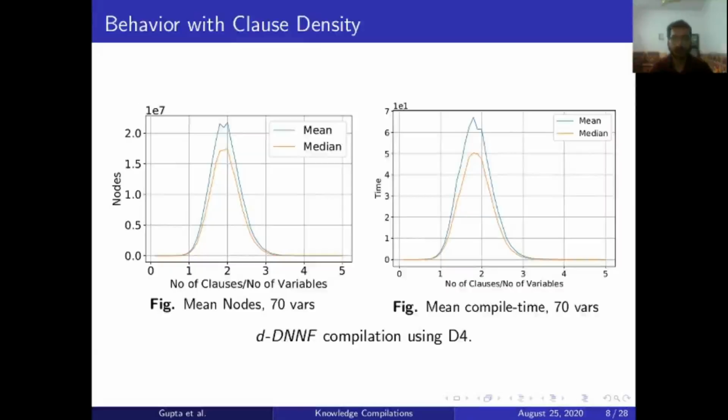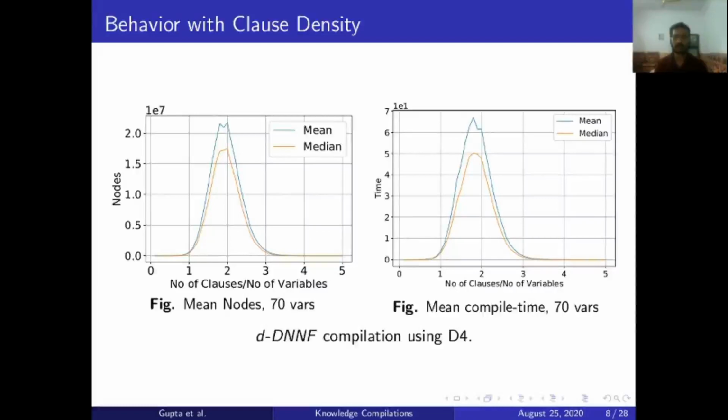Now let's look at the behavior with clause density. So here in these figures, on the x-axis I am plotting clause density, while on the y-axis I have plotted nodes and the compile time respectively. And here you can observe that as clause density reaches 1.8 and 1.9, we see a sudden increase in the number of nodes and the compile time respectively, and this resembles very close to the phase transition behavior.